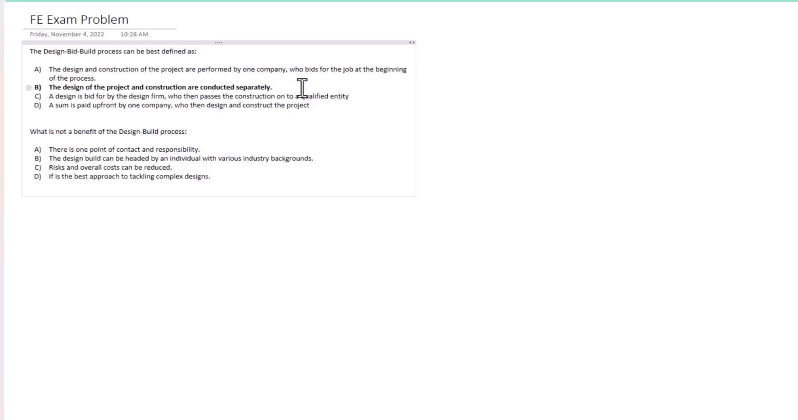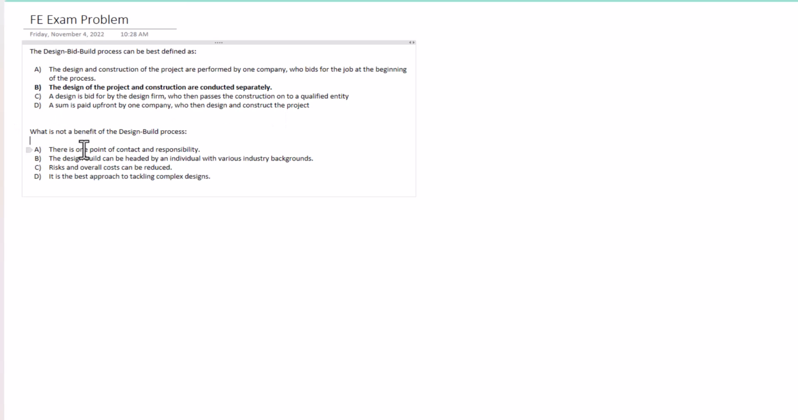And so here's the second problem. What is not a benefit of the design build process? So this is not design bid build, but design build. And so the four answers here are A, there's one point of contact and responsibility. So remember, we're looking for something that is not a benefit of it. And then B, the design build can be headed by an individual with various industry backgrounds. C, risks and overall costs can be reduced. And D, it is the best approach for tackling complex designs. So which of these makes sense as not being a benefit?